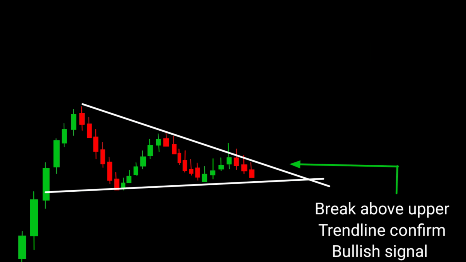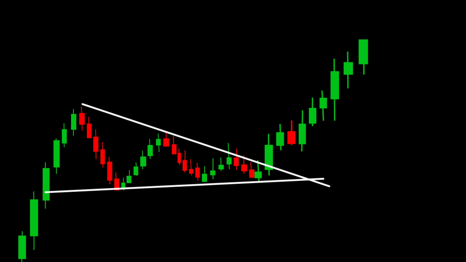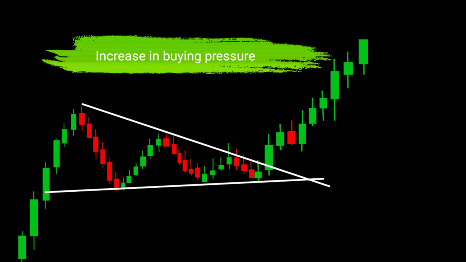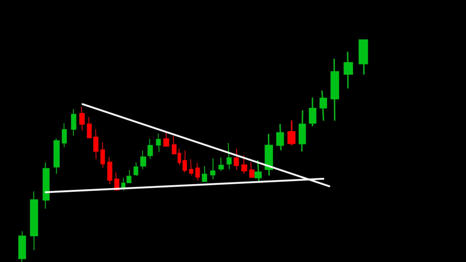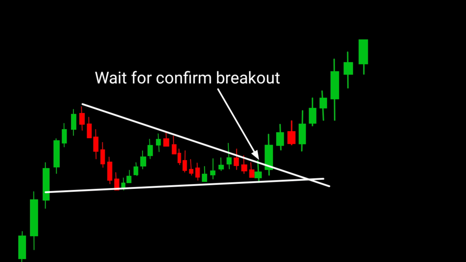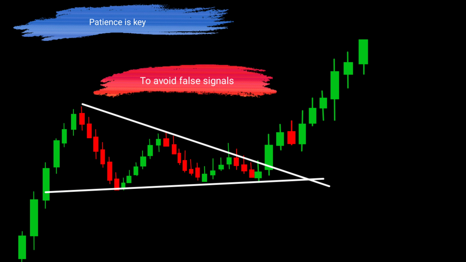This breakout triggers a potential price increase, as it suggests an increase in buying pressure and a higher probability of a bullish movement. Wait for a confirmed breakout above the upper trend line before entering a bullish position. Patience is key to avoid false signals and increase the probability of success.